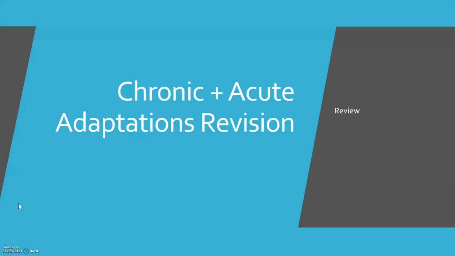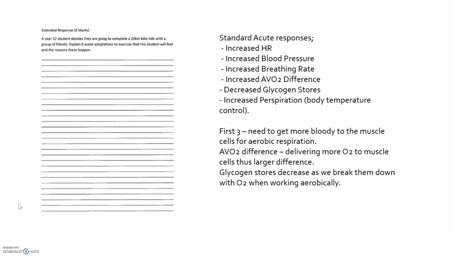All right, Year 12s, for our revision for chronic and acute adaptations, our test, here's a review of the booklet. The initial phase of the booklet, which just had definitions and things like that, is up to you to look at, and is definitely easy to review. But in terms of looking at questions and things like that, here's my take on how things could have been answered.